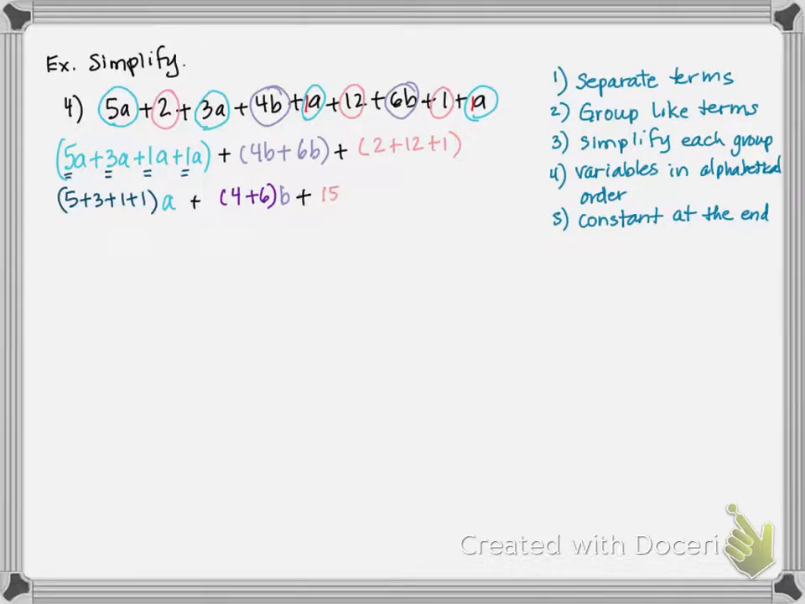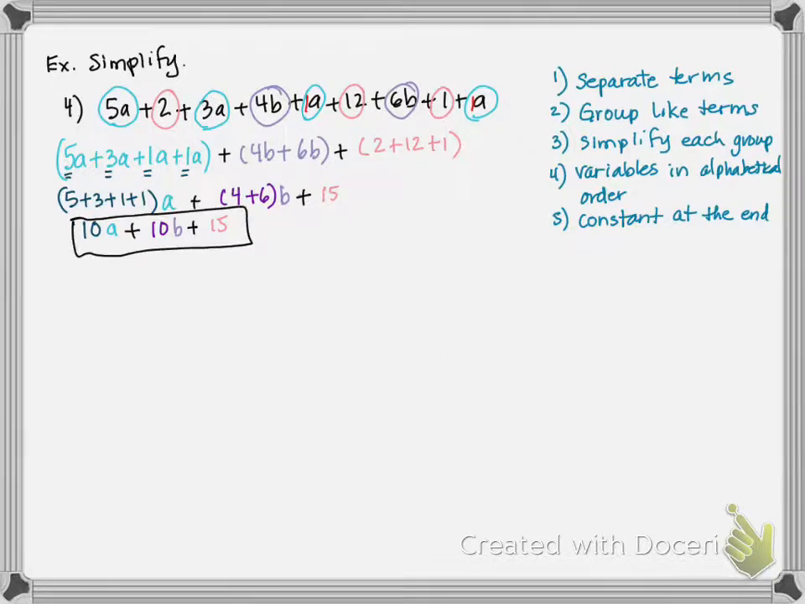Okay, so let's finish this problem up. We've got 5 plus 3 is 8 plus 1 plus 1, 9, 10. So we get 10A. Sorry if you hear any noise, it's my kitty cat. She's decided to visit. And then 4 plus 6 is 10, and that goes with B. And we already know that in the back is going to be the 15. And that's the answer. Is that crazy or not? Do you feel like it's super genius right now?